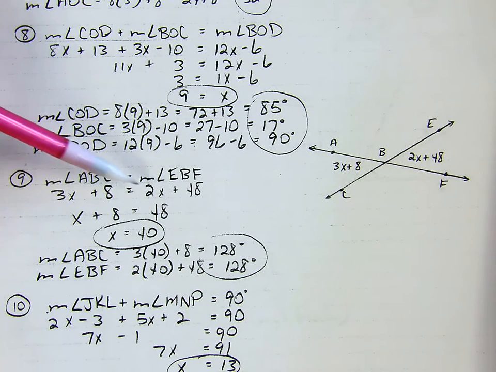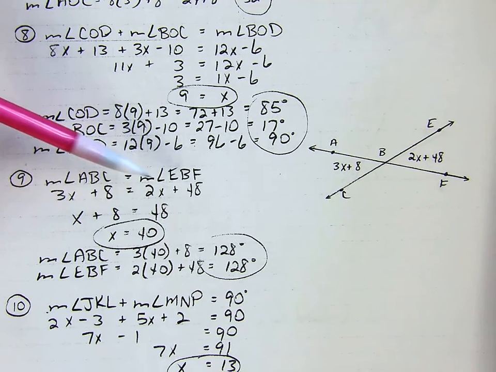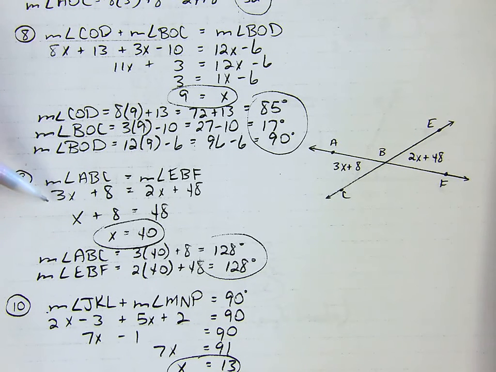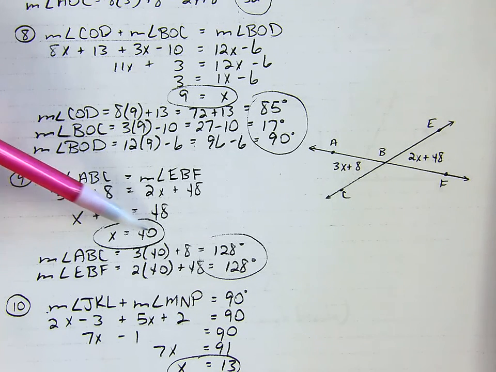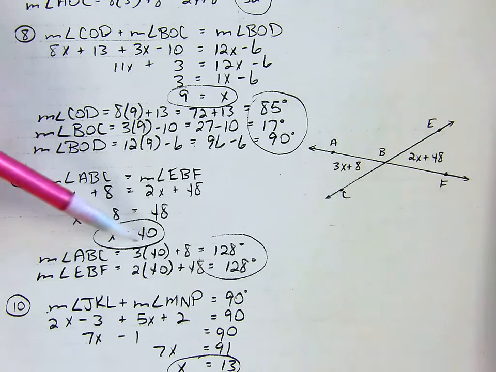3x plus 8 equals 2x plus 48. Solve it. Subtract 2x and I get x. Subtract 8 from 48, I get 40, so x is 40. Then you just plug it in to find the answers.